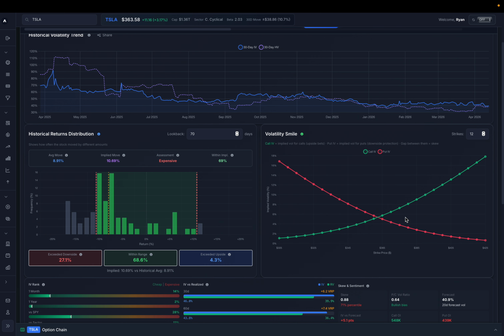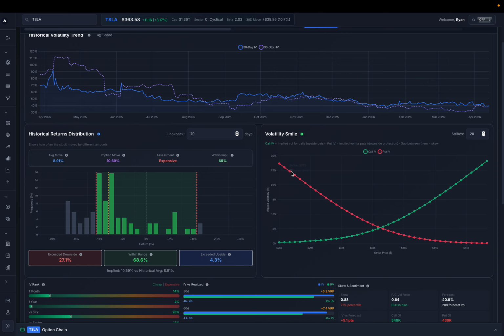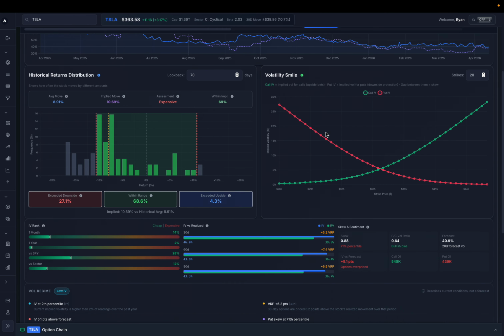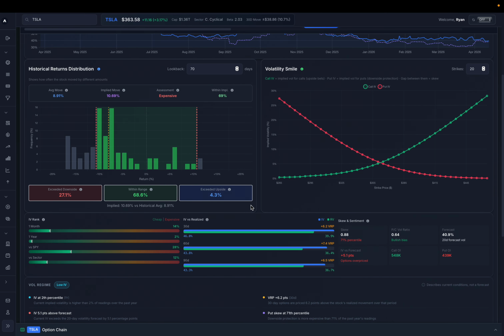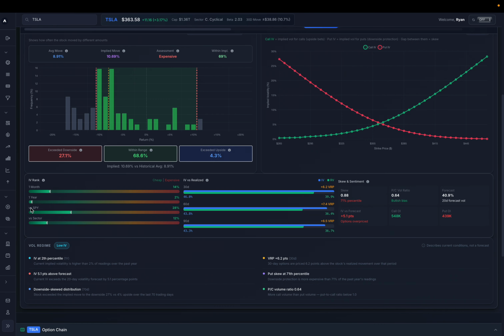We can see on the right of that, we have a generic volatility smile. You can amend the amount of strikes that you want to see within that. So if you want to see 20 strikes, you can see that, and you can see the IV across the vol smile there. Underneath, we have some generic IV rank versus the 1 month and the 1 year, and we also show versus the SPY and also versus Tesla's sector as well.